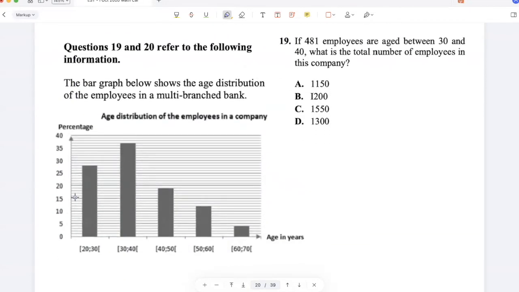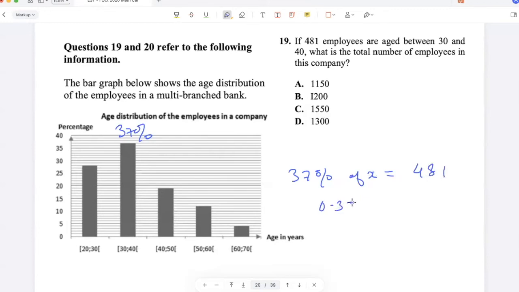Okay, the bar graph below shows the age distribution of the employees in the multi-branched bank. If 481 employees are aged between 30 and 40, what is the total number of employees in this company? Okay, so 30 and 40, what is the percentage? 37. So if the total employees is X, then 37% of X is 481.